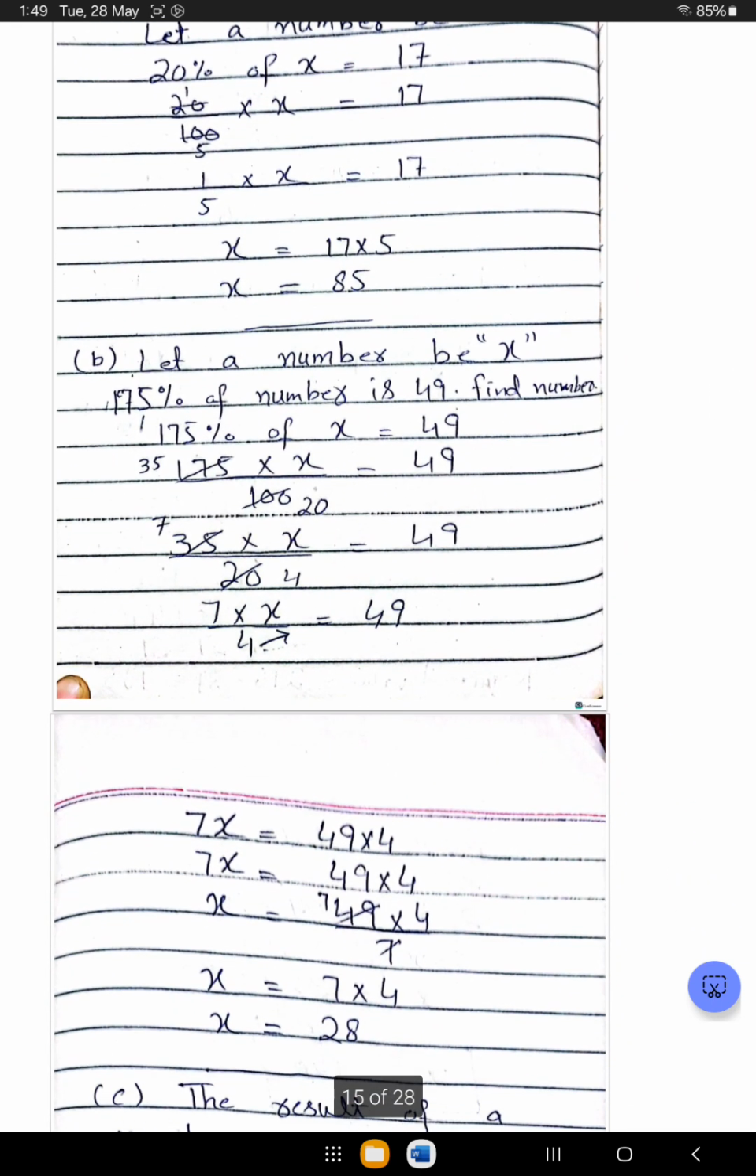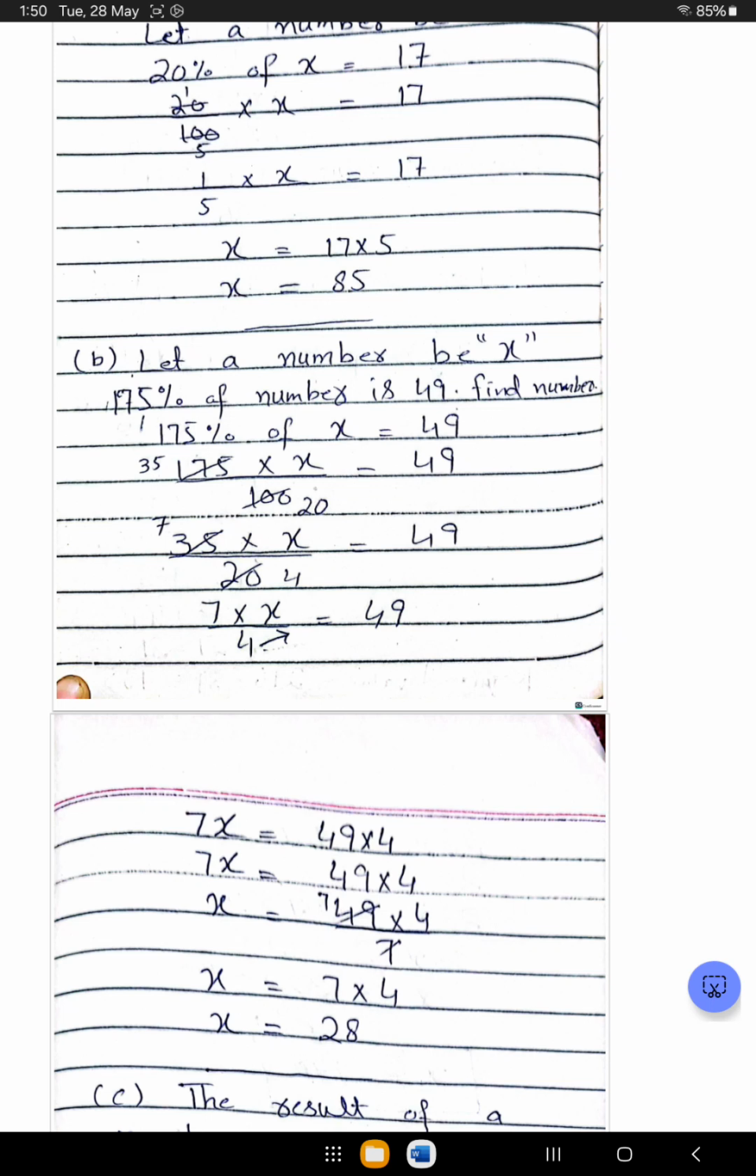In B part, same as it is. Let a number be x. 175% of a number is 49. Find the number. First of all we suppose, or let, the number. What is the number? We suppose that the number is x. 175% of x is equal to 49.